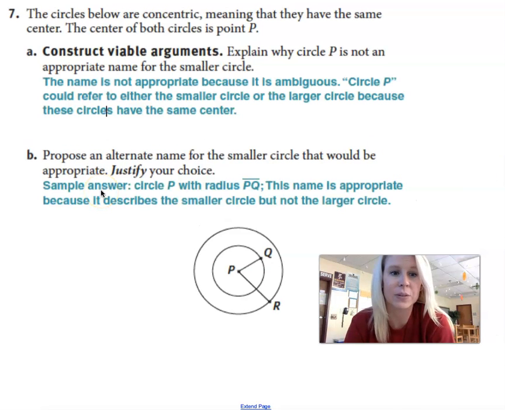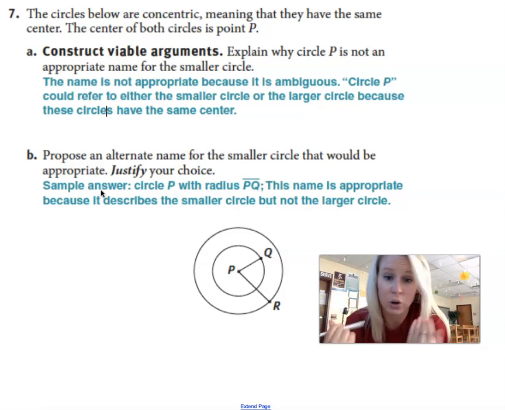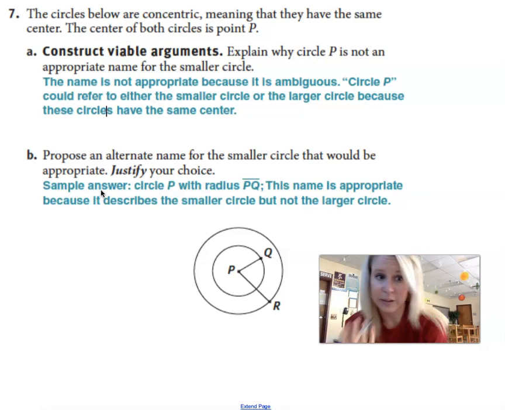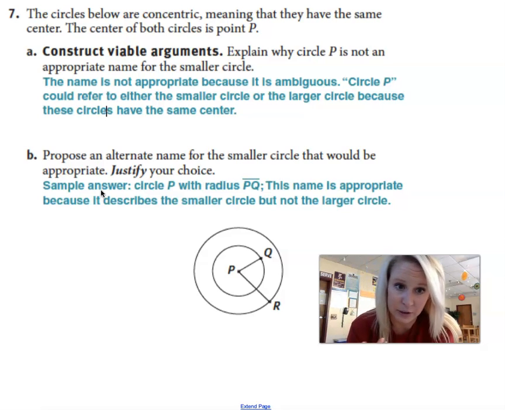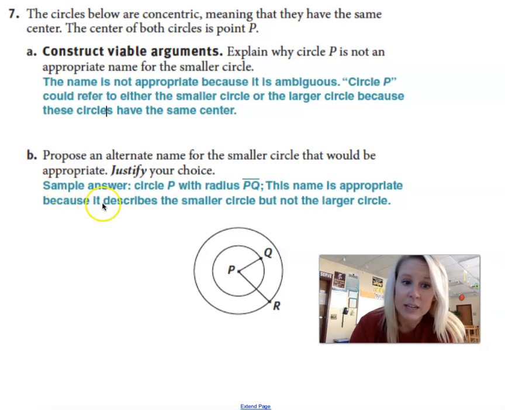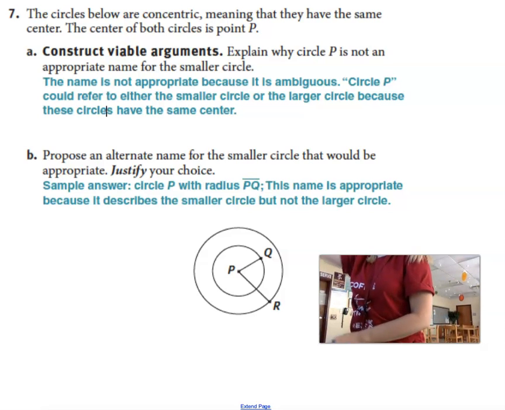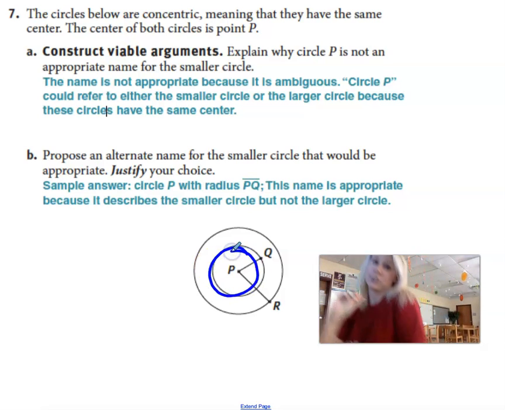So part A, the reason why circle P is not a good name is because it's too ambiguous, meaning it's too vague. I don't know which part you're talking about. So circle P could refer to the small circle or the big circle because they both have the same center. A way to improve this is I could call it circle P with radius PQ, because that tells me I'm talking about the smaller circle.